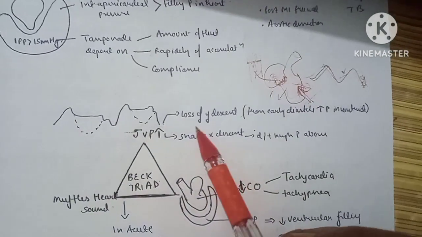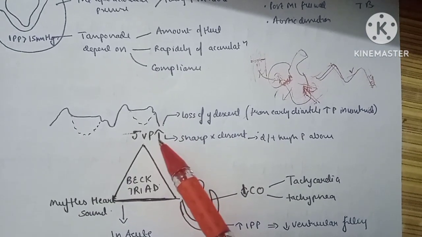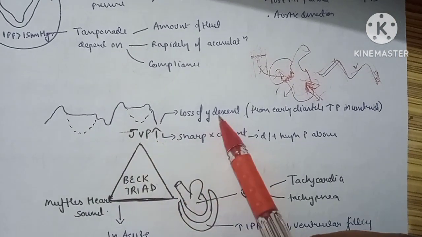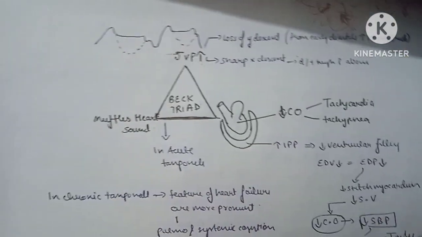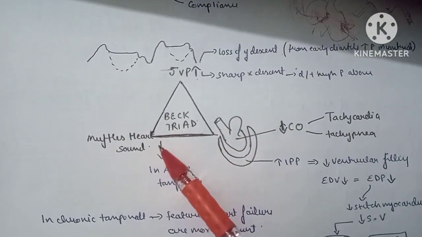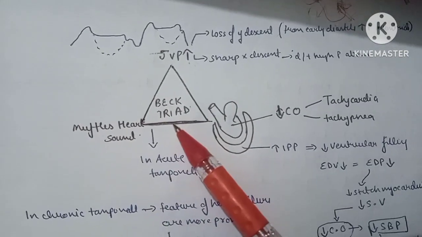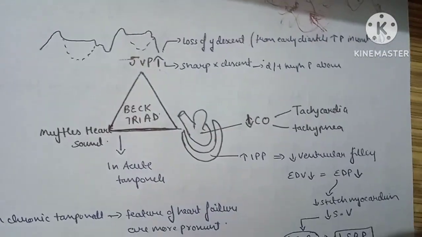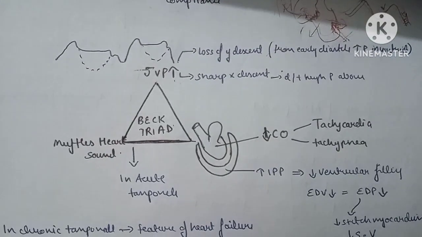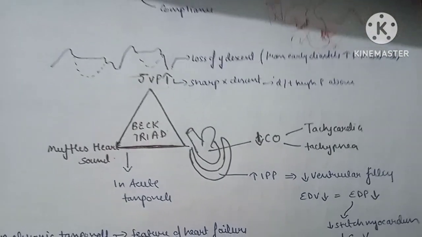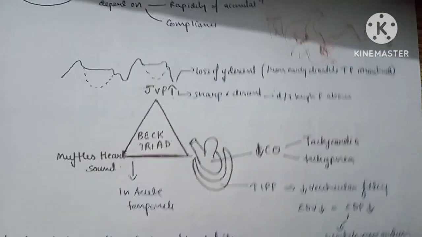So two features in JVP we need to remember: not only is JVP elevated, we have loss of Y descent and a sharp X descent. The third feature is muffled heart sound. This is because the pericardial sac has a lot of fluid, the sound waves are not transmitted, and on auscultation we have muffled heart sound. So remember, this Beck's triad is characteristic of an acute tamponade.